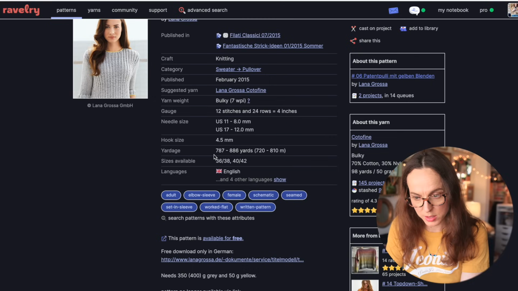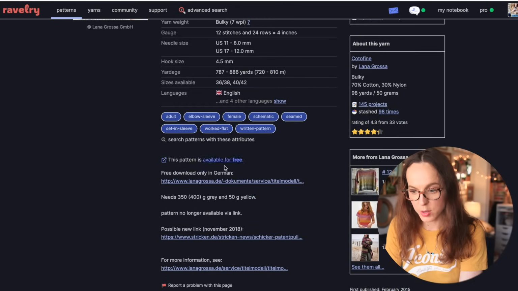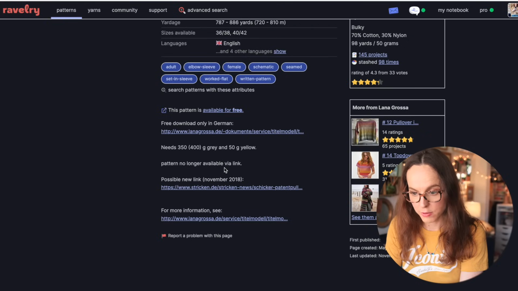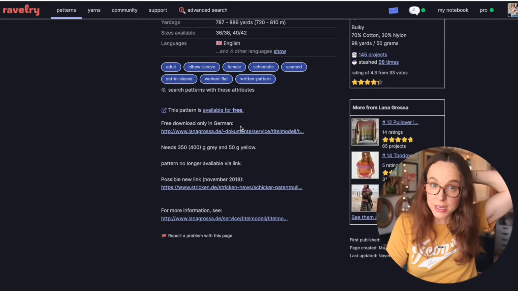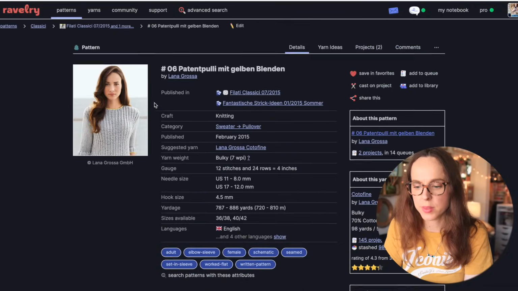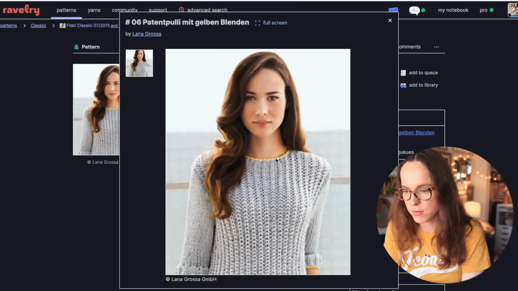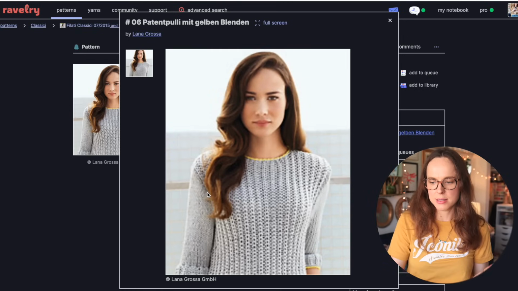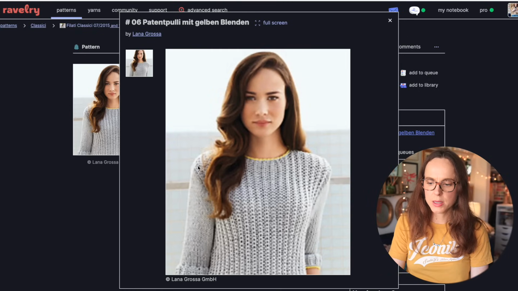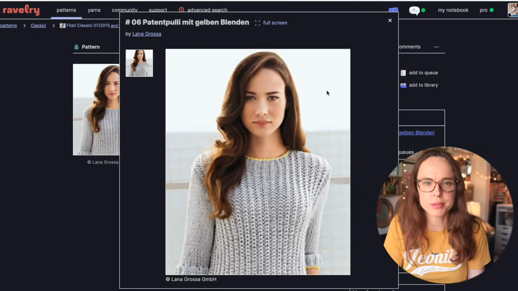Okay, it says it's available in English and 4 other languages, and it is free. Free download only in German. Okay, but it's free, so it's worth checking to see if you could translate it. This is set in sleeve. Yep, you can see that set in sleeve happening here. This kind of has a gentle drop to it, so it's like a drop shoulder set in sleeve.